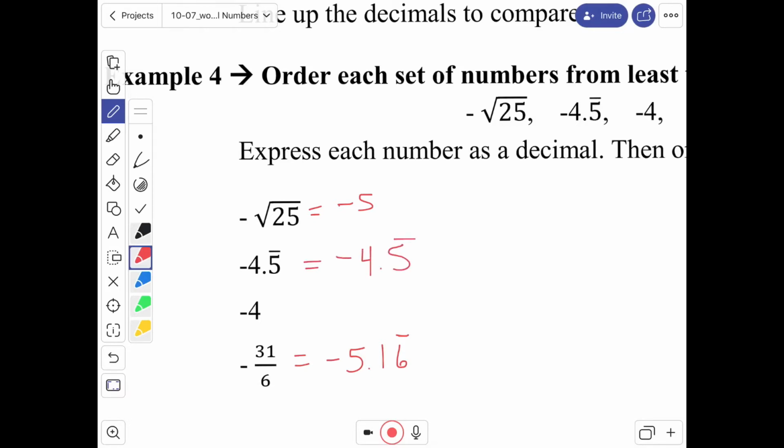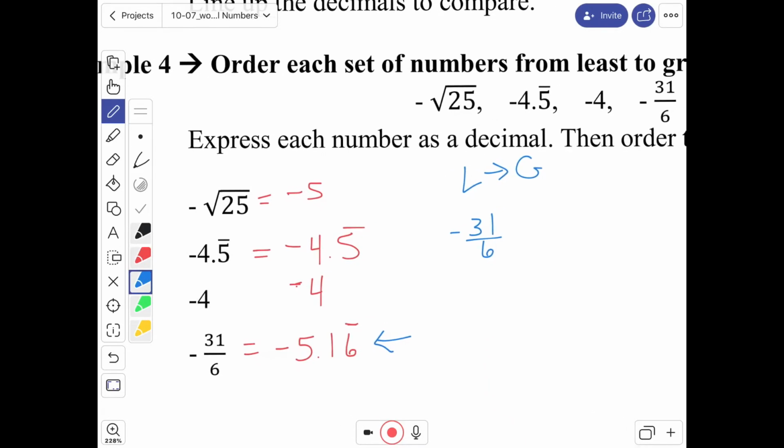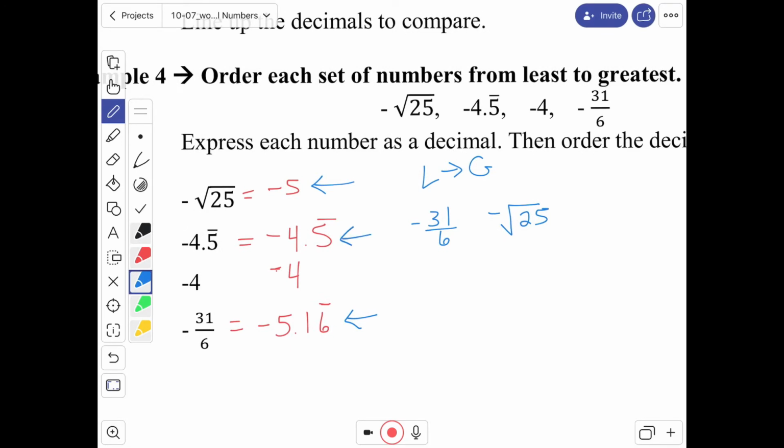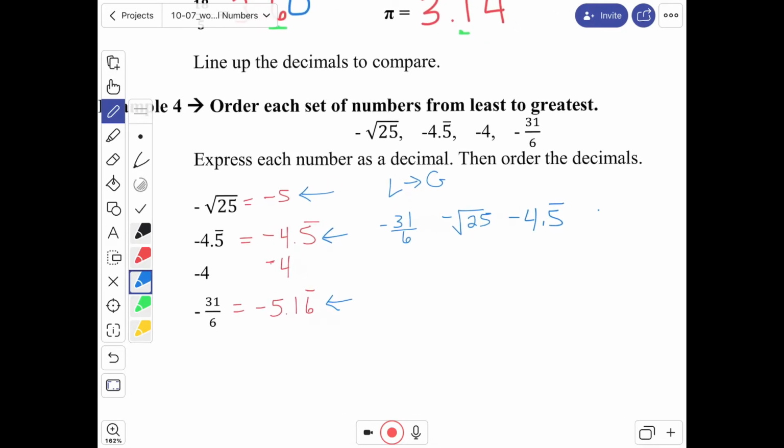Since these are already in decimal form, I can just move it over there to compare. It says to put them in order from least to greatest. The least one would be the one that's farthest from 0. That's -31 over 6. Then the next one would be the negative square root of 25. And then negative 4.5 repeating. And the last one is the negative 4.